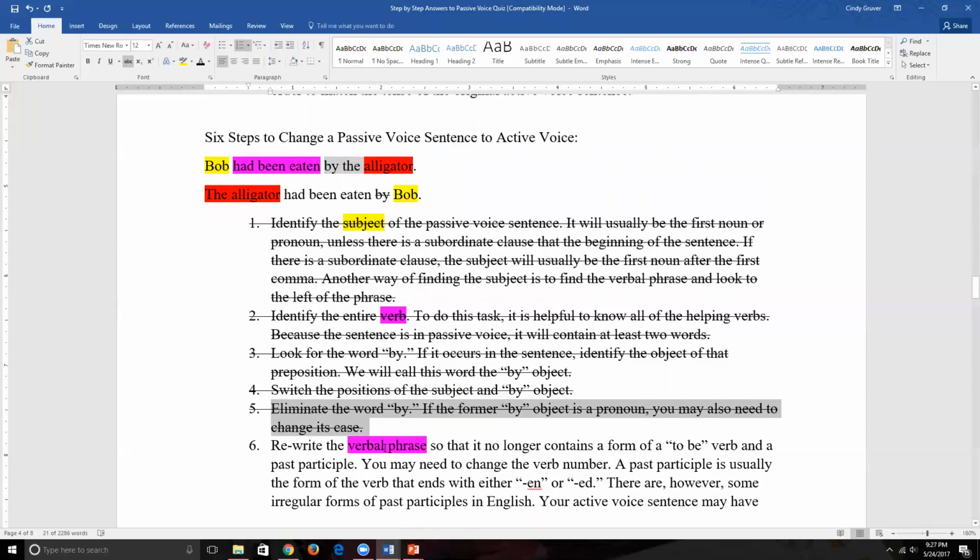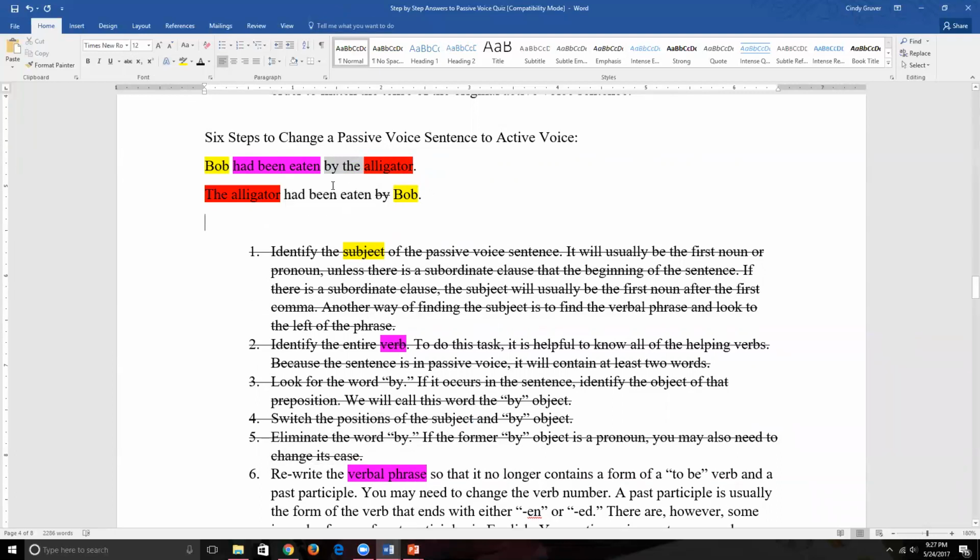Now we need to rewrite our verbal phrase. This is the hardest part. There are 2 parts to this task that can be difficult. The first is we have to rewrite this so it is in active voice. So generally we're going to make the to be go away, right? That's one of our identifiers. So I'm going to make that go away. And actually in this case, we're done. The alligator had eaten Bob. That is now correct. So I'm going to write it. The alligator had eaten Bob.